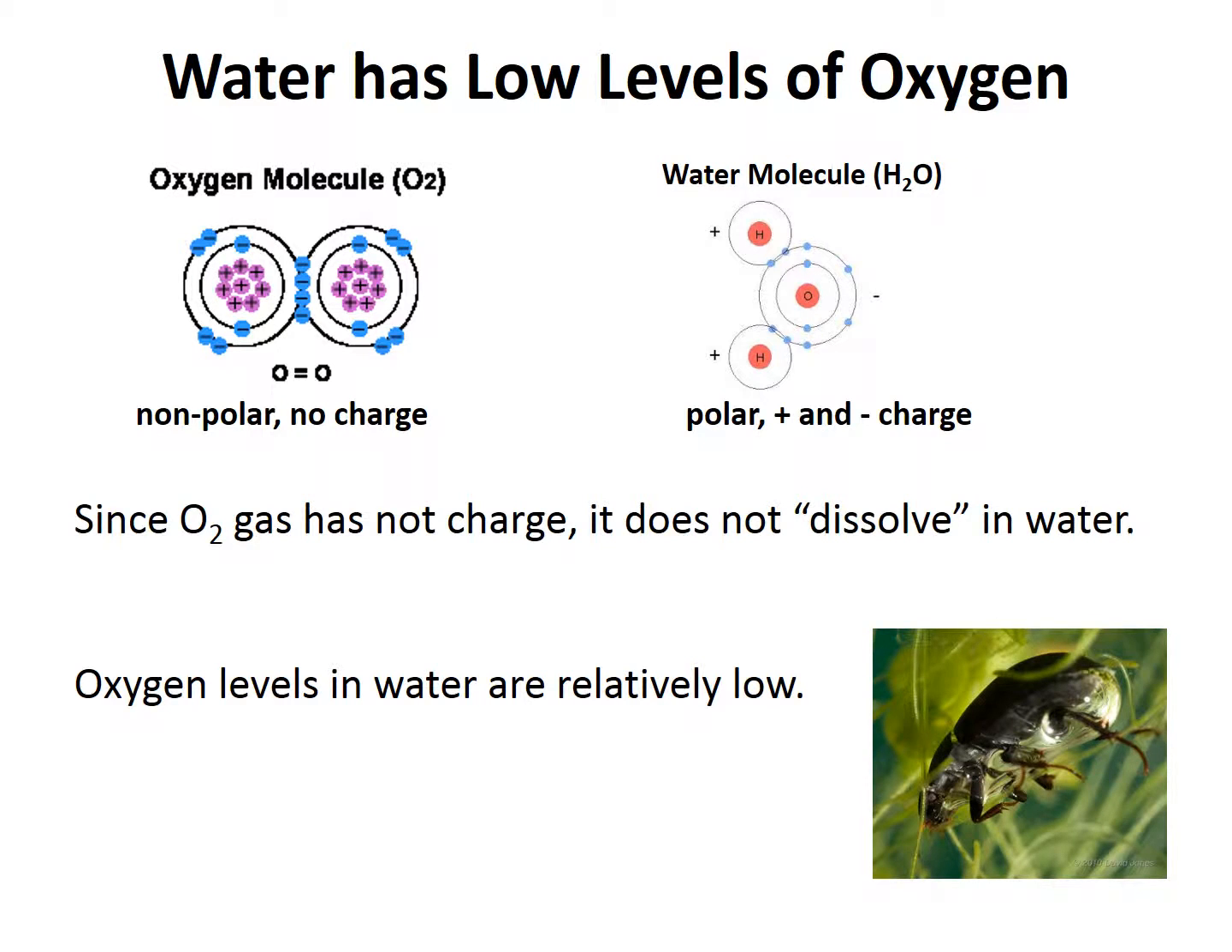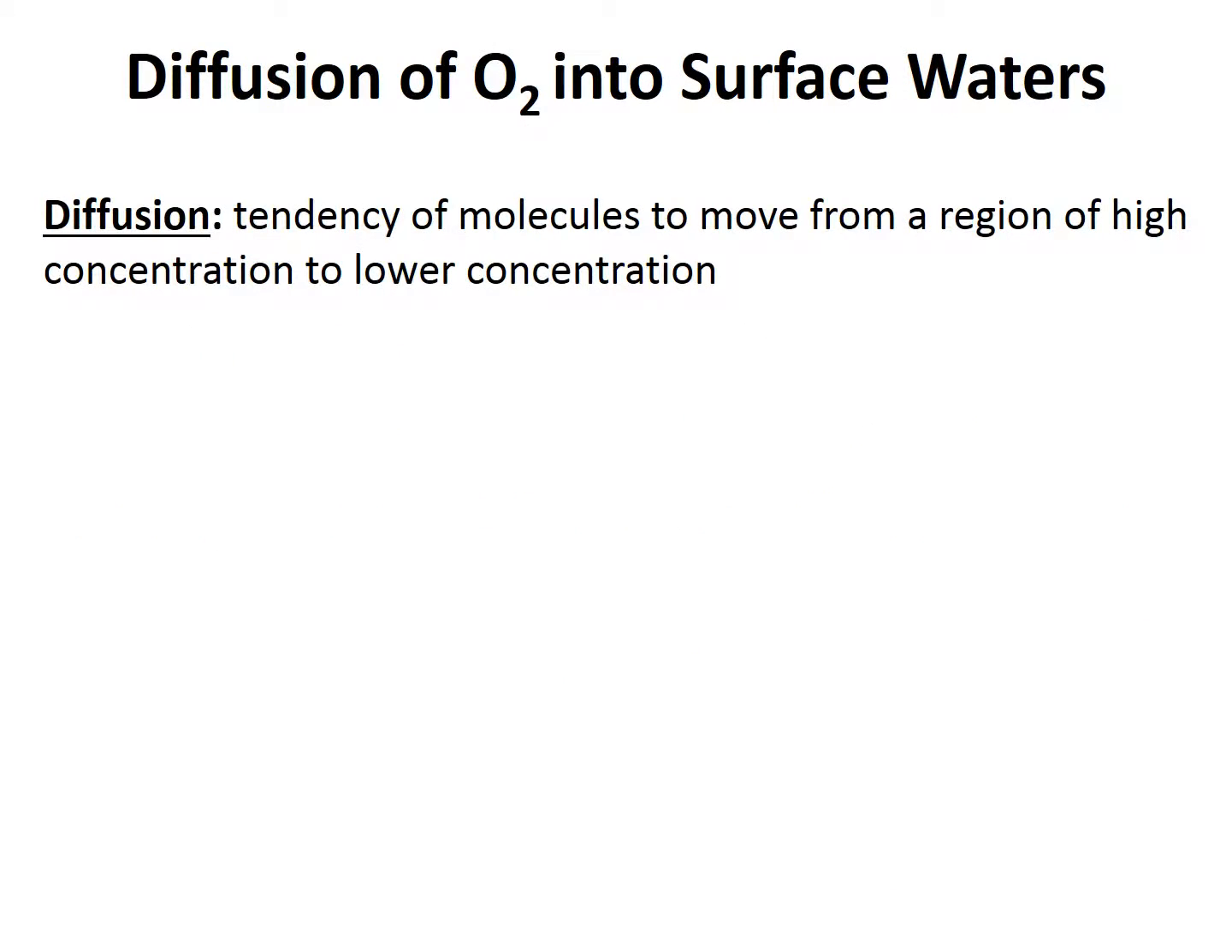This is the stress for organisms living in water, and many have adaptations that reflect their long-term evolution under this selective pressure, such as this predaceous diving beetle, that is able to hold onto a water bubble under its abdomen and access the oxygen in this bubble while submerged. So if oxygen is not dissolving into water, how's it getting in there?